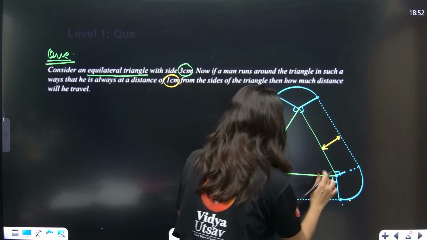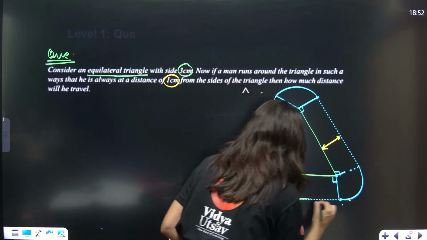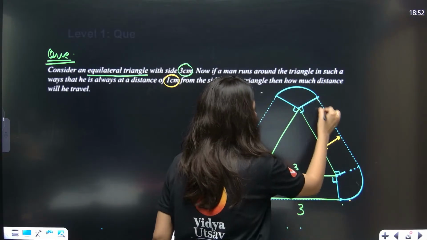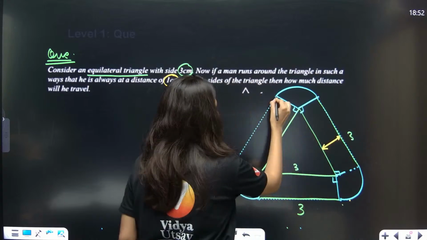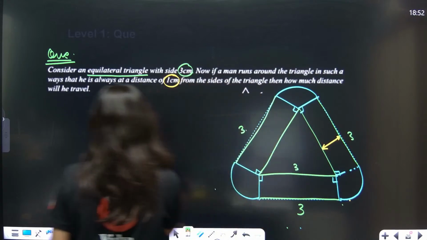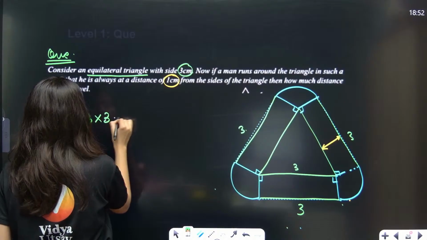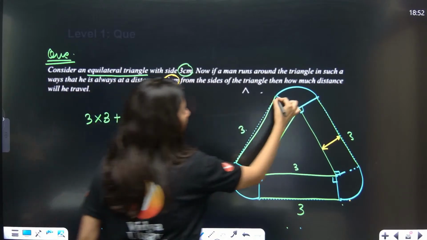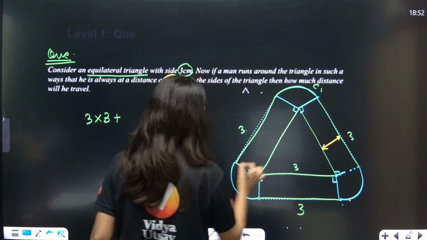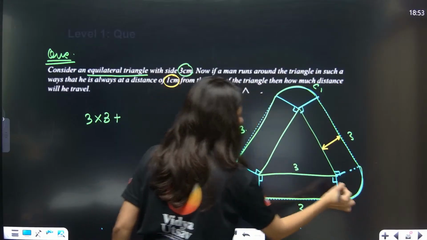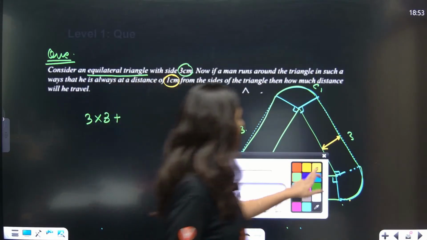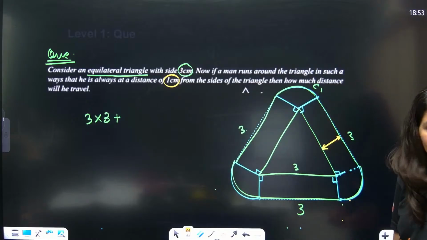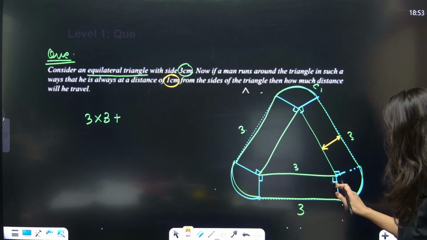First of all, this is 3 centimeter. This will also be 3, this will also be 3, this will also be 3. So 3 multiply 3 plus circle 1 plus circle 2 plus circle 3. By the way, all these circles are identical circles. Okay, all right. So now this is your 90 degree.